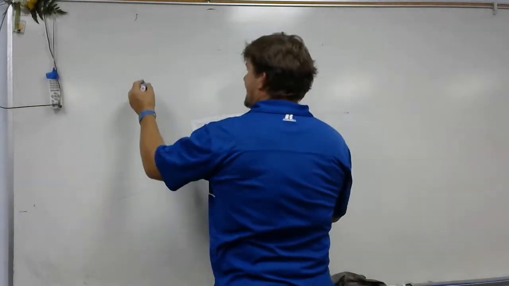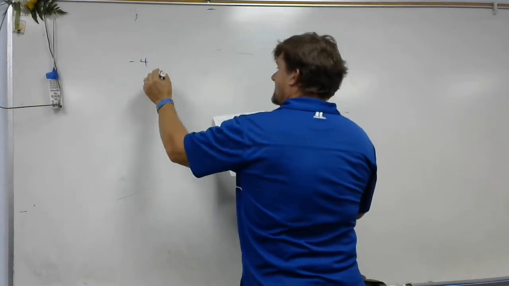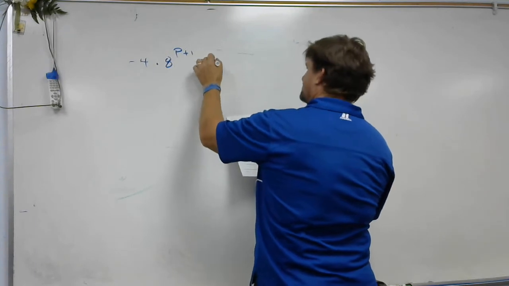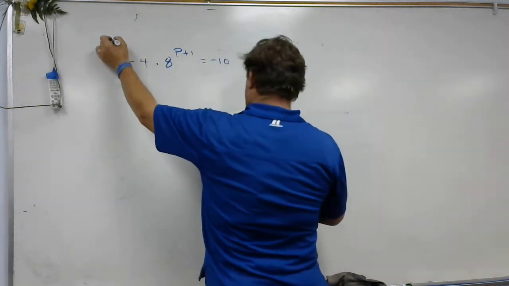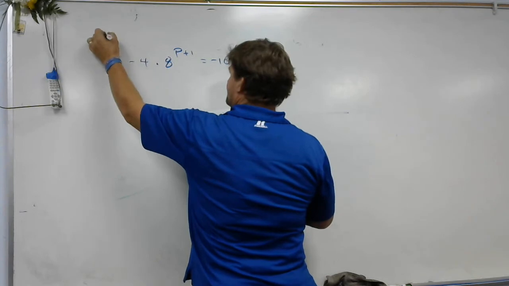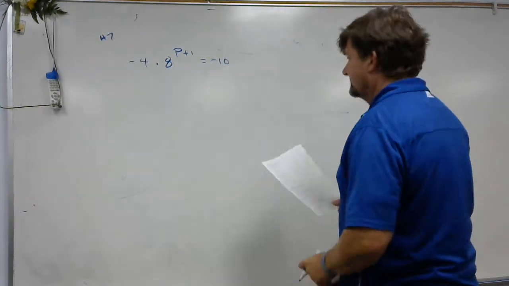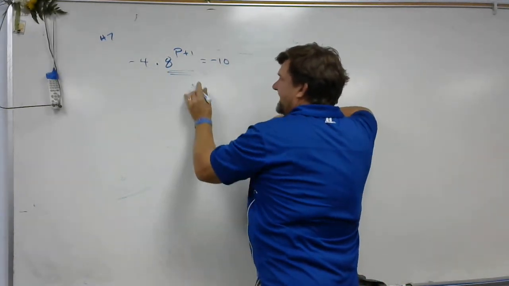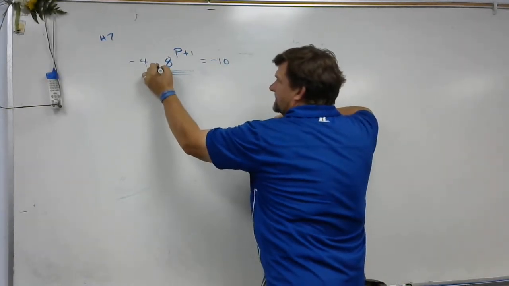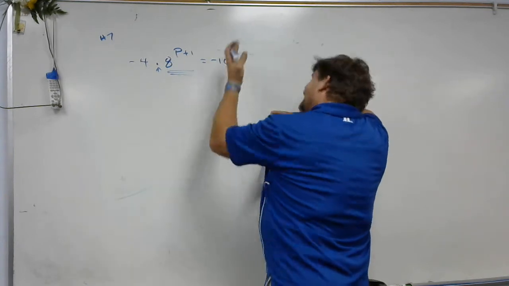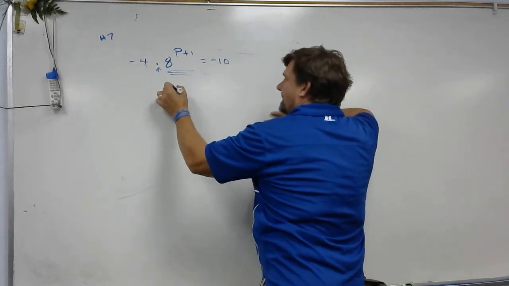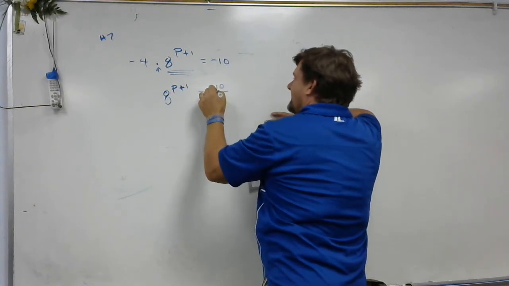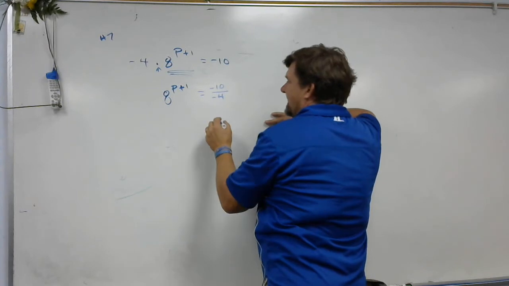All right, so then we got negative 4 times 8 raised to the power of p plus 1 equals negative 10. So they want us to solve this. This is number 7. All right, so remember, we want to get this stuff all by itself. So how do I do that? Well, this is multiplication. If it's multiplication, got to divide. So 8 to the power of p plus 1 equals negative 10 divided by negative 4.